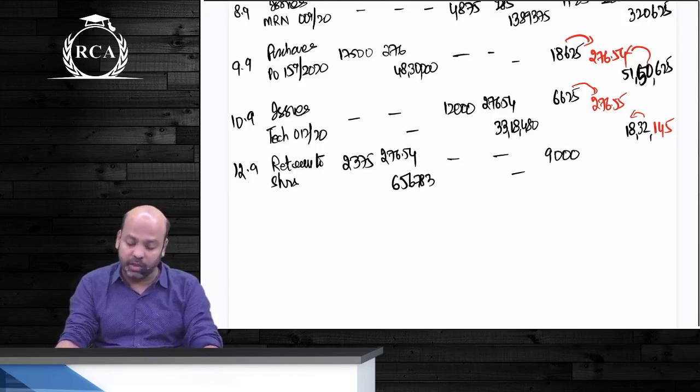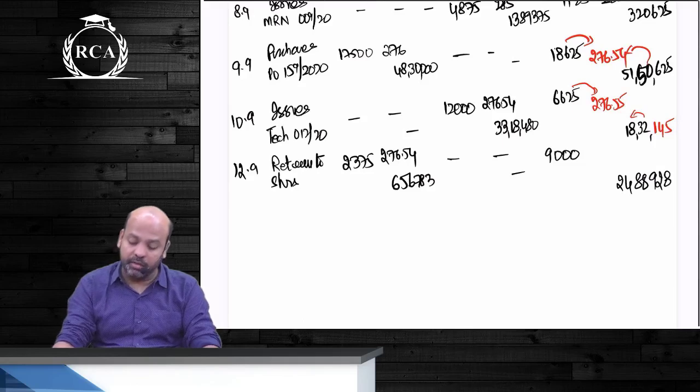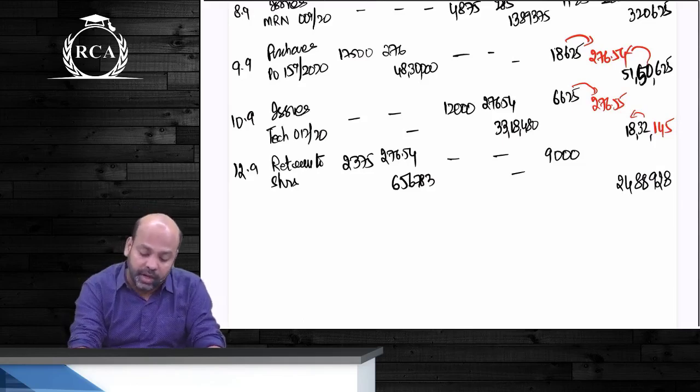2375 plus 6,000, 9,000 units. Add that to amount column beta. 18 and 6 lakhs will become 24 lakhs 88,928. Divide them guys by 9,000 units and write the price per unit.